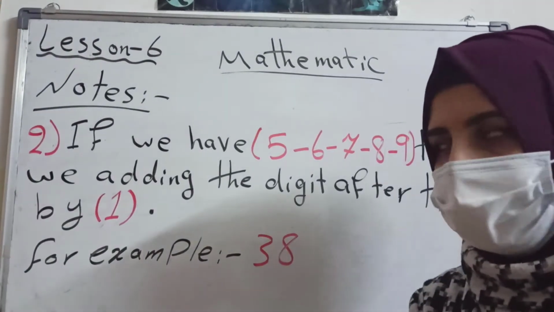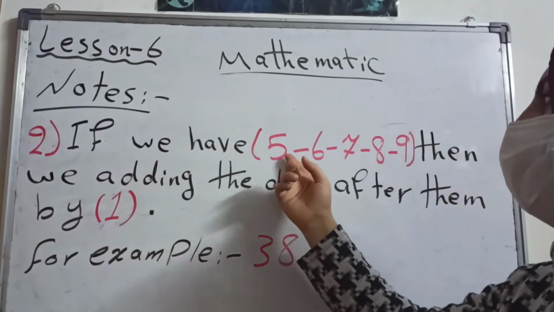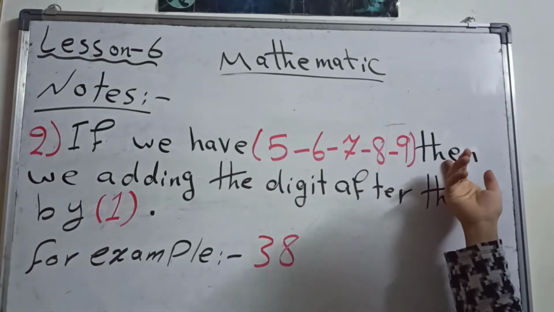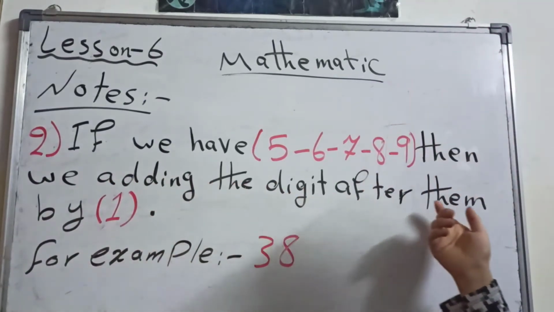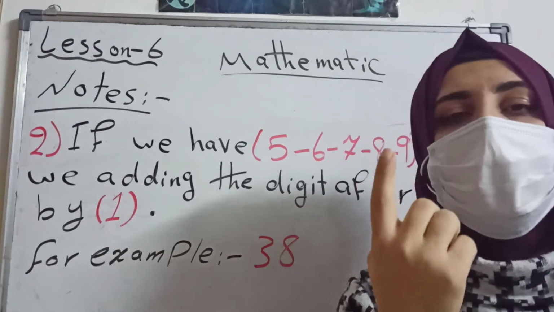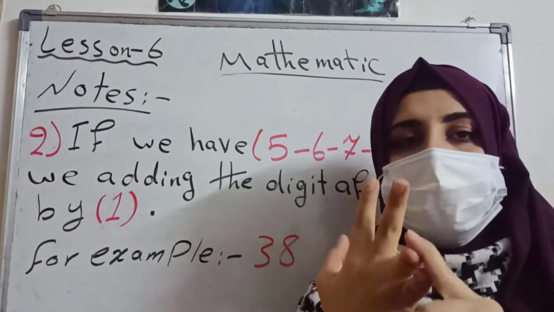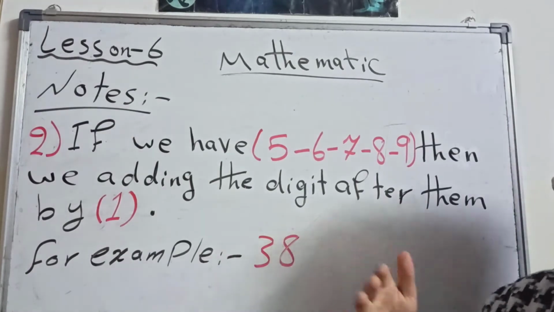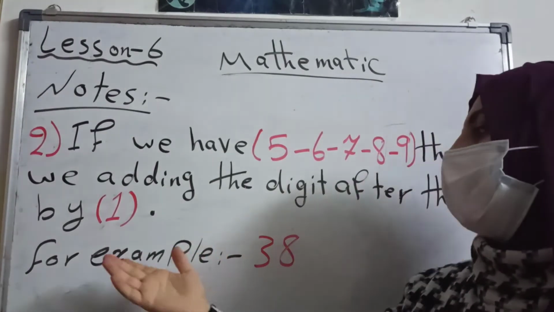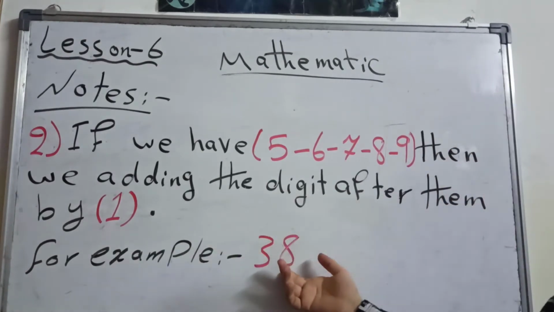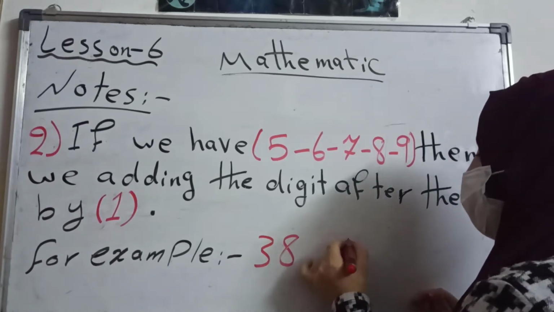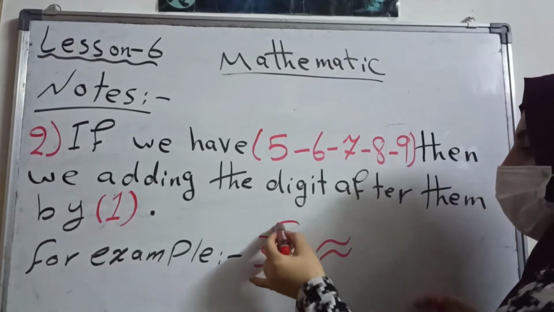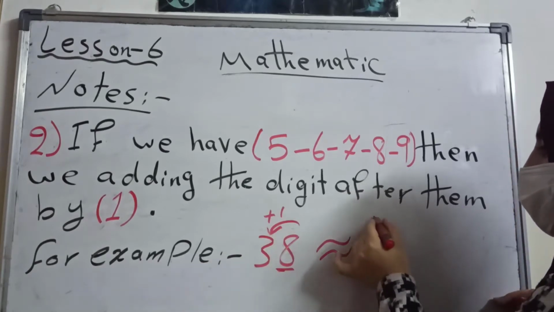Now, students, in the second point, if we have 5, 6, 7, 8, 9, from 5 to 9, then we add 1 to the digit before them. For example, we have 38. When we round this number, we have 8 here, so we add 1 to the 3 and it rounds to 40.